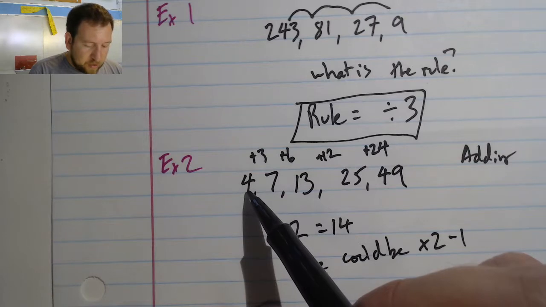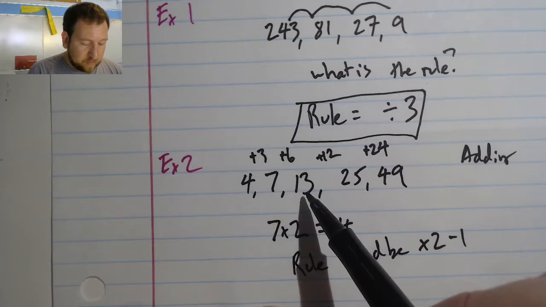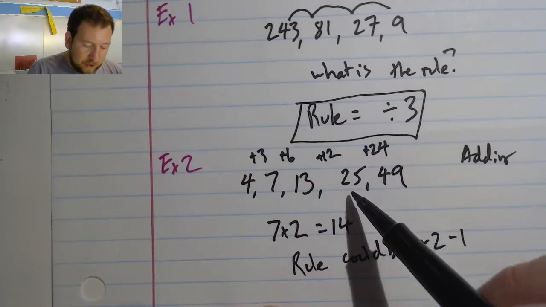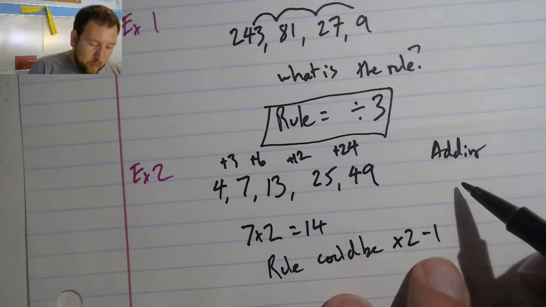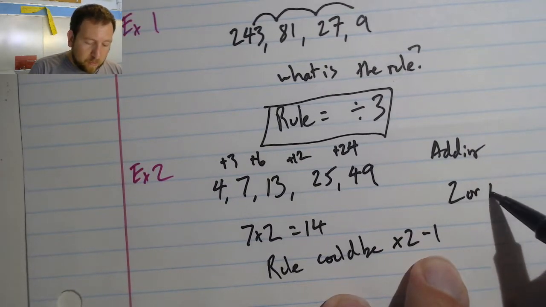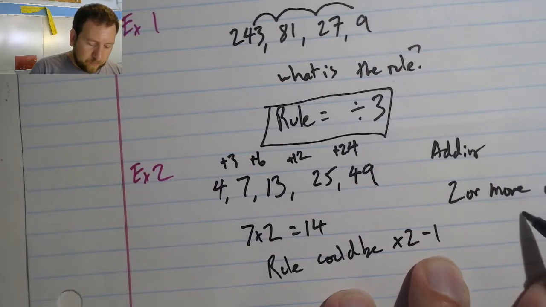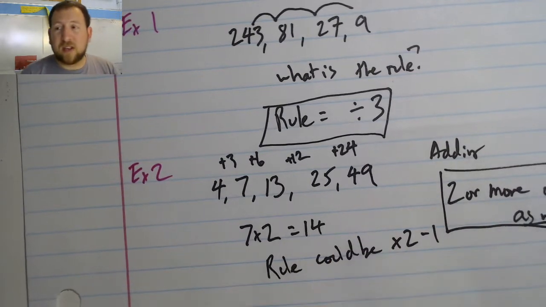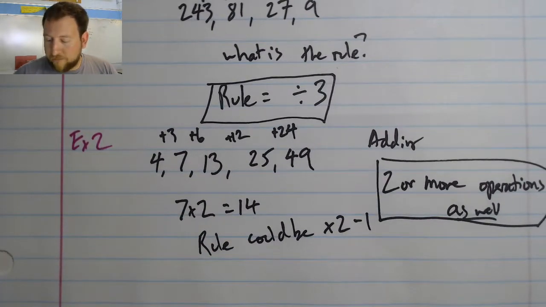So let's see if this works for the whole group. 4 times 2 is 8, minus 1 is 7. Oh, that does work. 7 times 2 minus 1 is 13. 13 times 2 is 26, minus 1 is 25. And 25 times 2 is 50, minus 1 is 49. So sometimes we will be doing 2 or more operations as well. That's something I should keep in mind while I am taking a look at these. Let's take a look at one final example.